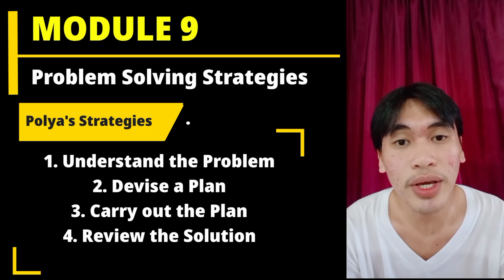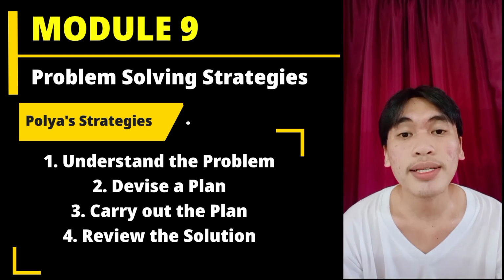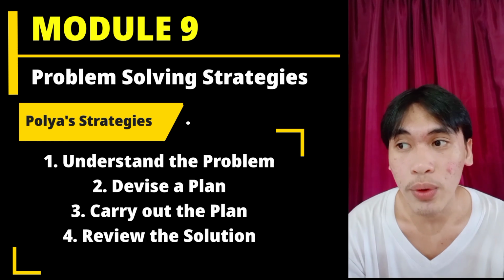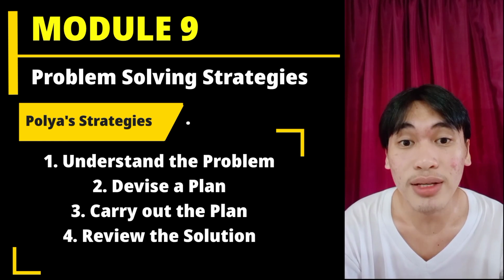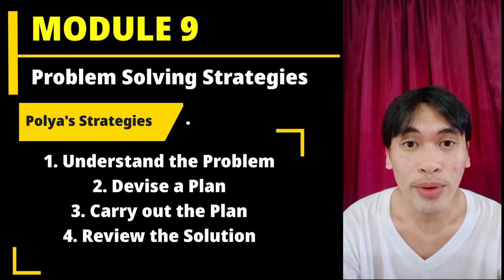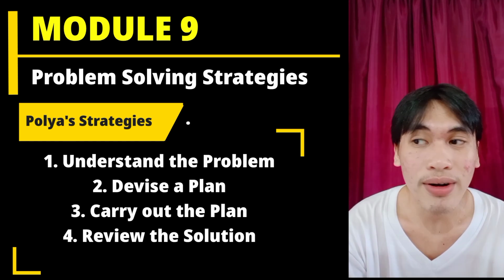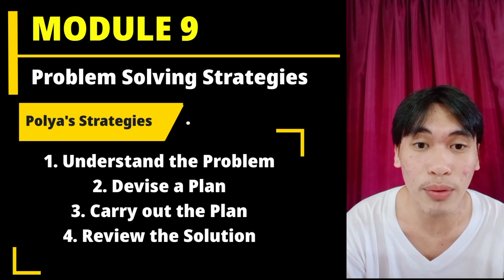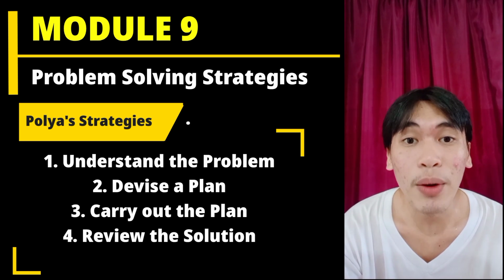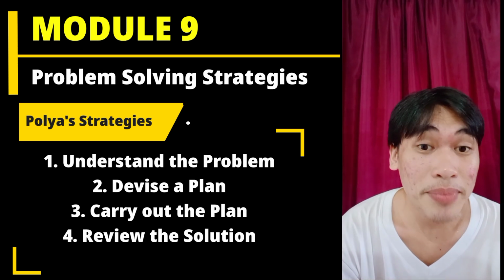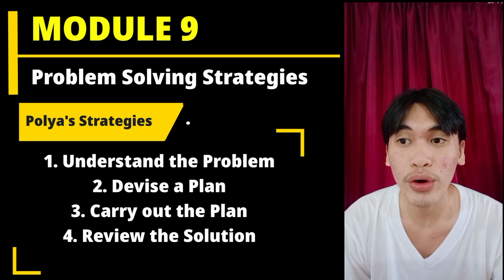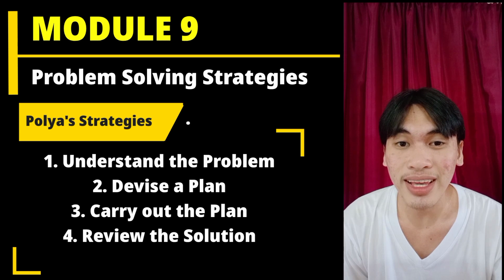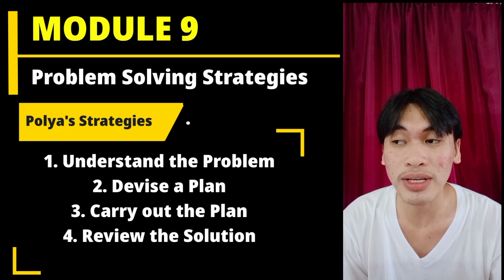So number 3 is carry out the plan. So we are going to solve it until we have the solutions. We must apply some mathematical techniques in solving the problem with our devised plan. After we get the solutions, the important thing is to review the solutions, or we should say, check on it.